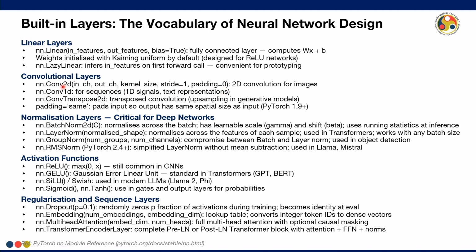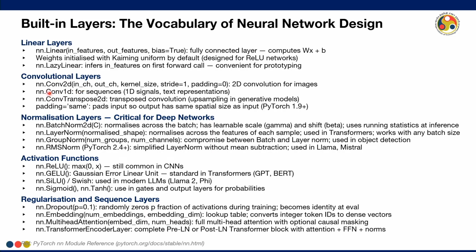Like here you have Conv2d, with input channels and output channels. All these are different numbers which define the layer dimensions. Kernel size, which is the filter size, stride, then padding, and so on and so forth. So usually we use 2D convolution for images, right? Conv1d is useful for 1D signals like text representations or audio signals, where you have sequences.